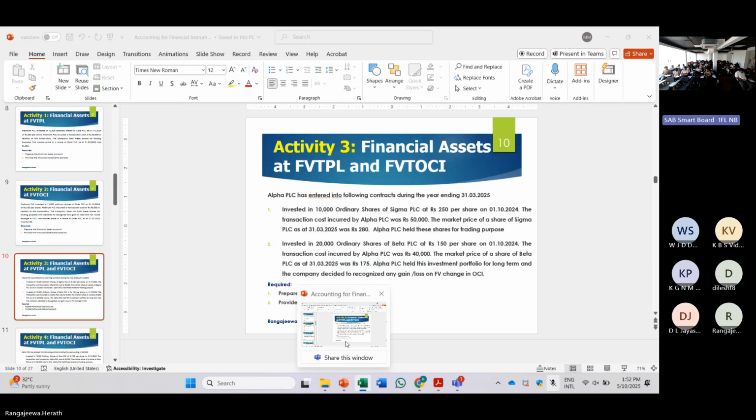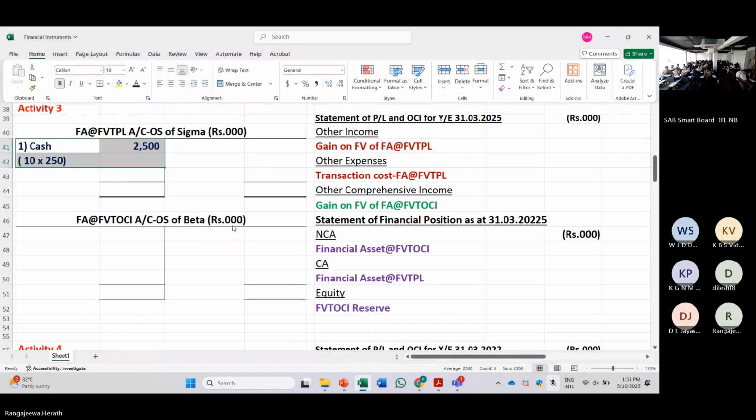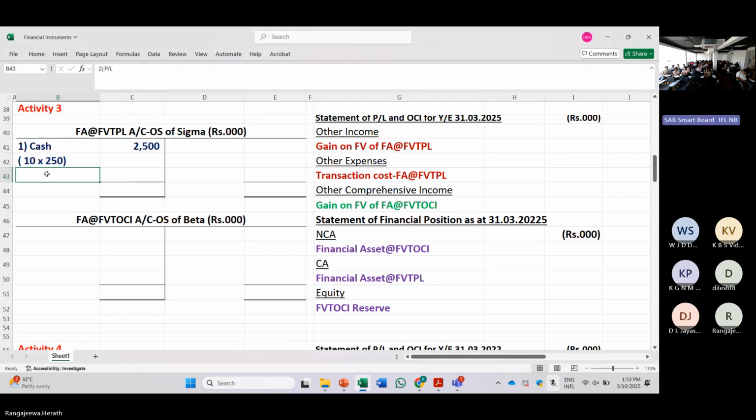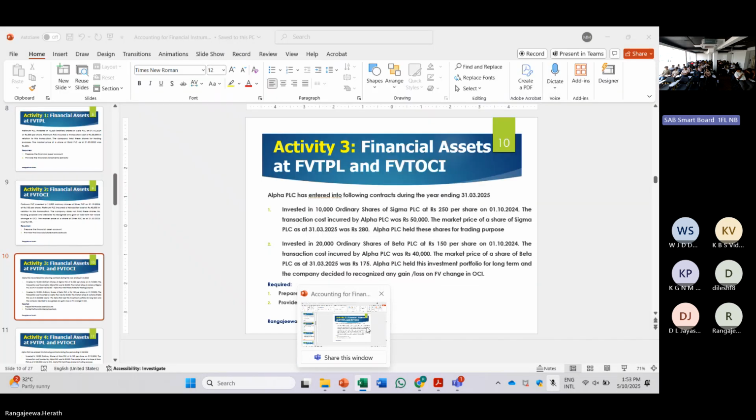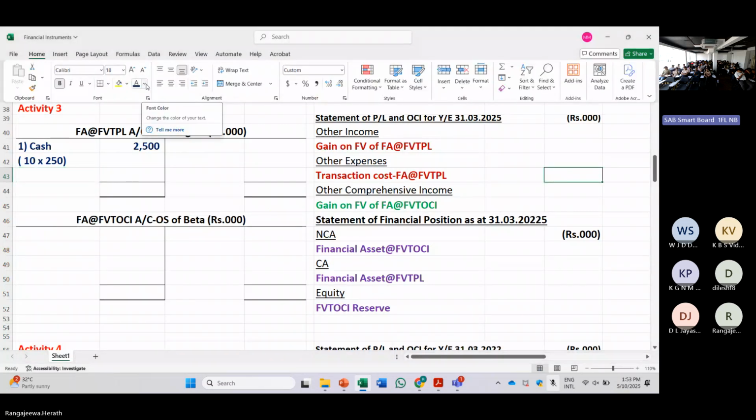10,000 ordinary shares of Sigma at 250 held for trading. So that is share fair value through P&L investment. 250 into 10, 2,500. And when you take this fair value through P&L, the transaction cost 50,000 should be recognized in P&L. So we are not adding the transaction cost here. So we can take the transaction cost 50,000 to the statement of profit or loss under other expenses.